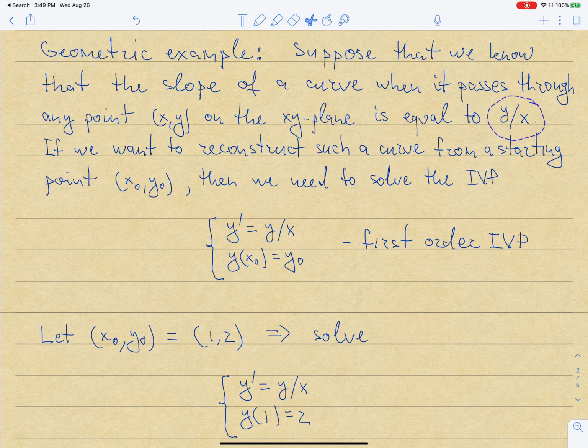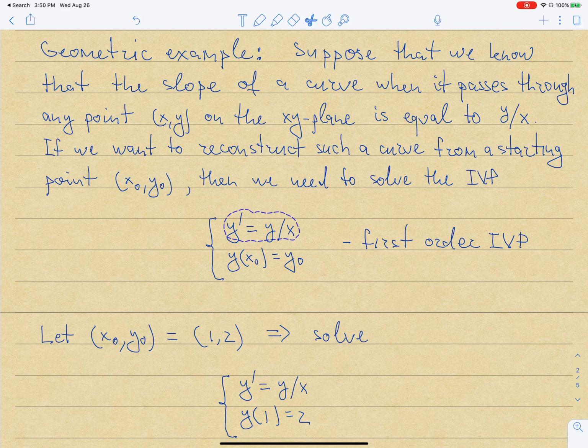And what I want to do is construct one of the curves from this family, starting from some point x0, y0. Okay, now let's reformulate this in a mathematical language. My first statement is that the slope at any point is equal to y over x. So that means that whenever the curve passes through the point xy, then the slope at that point is equal to y over x. So what is slope?